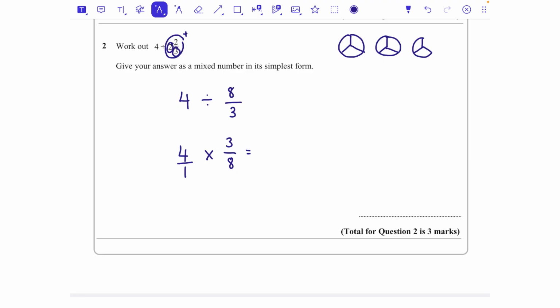And now we can just do what we would always do for multiplying fractions, and that is multiply the numerators together. So 4 times 3 is 12. And multiply the denominators together, so 1 times 8 is 8. Now, that is not a mixed number, and it's currently not in its simplest form. So how many 8s go into 12? Well, that fits in 1 whole time, with 4 left over out of 8. And then that fraction part there, 4/8, they're both in the 4 times table, so we can divide both the numerator and the denominator by 4, and that is 1½ as your final answer.